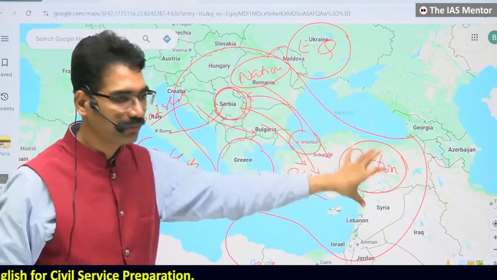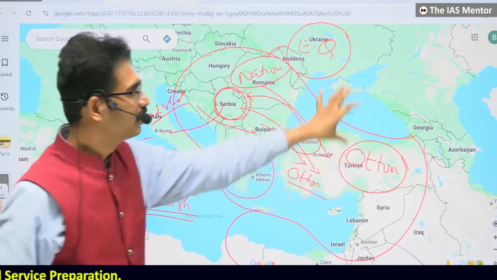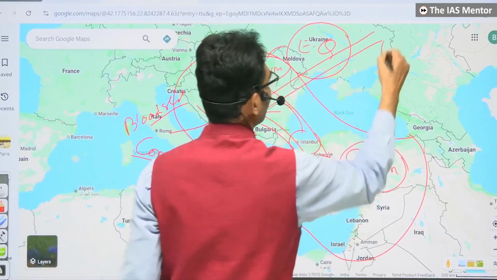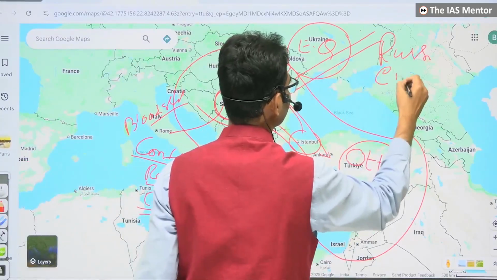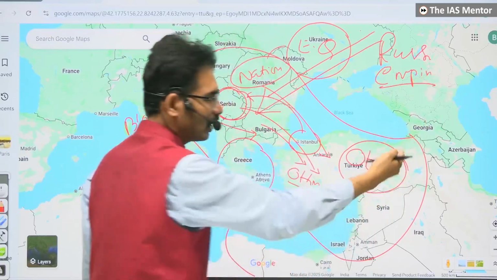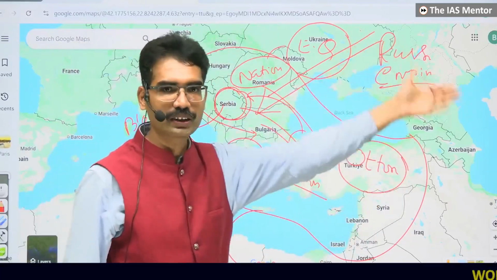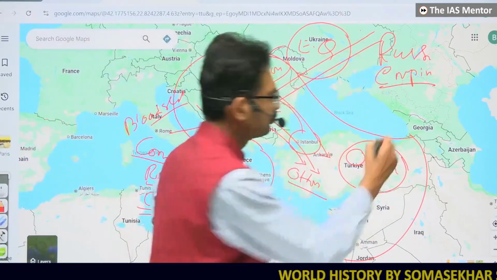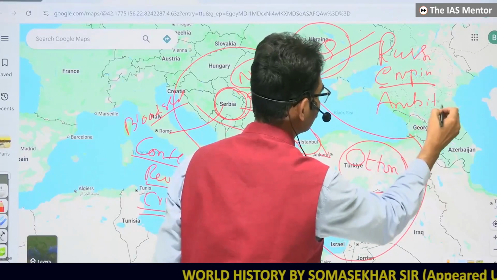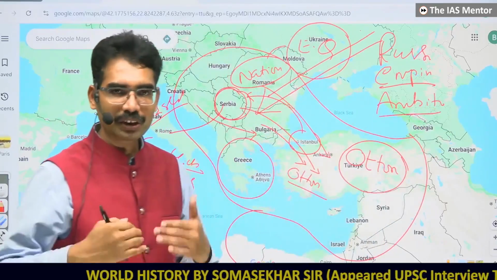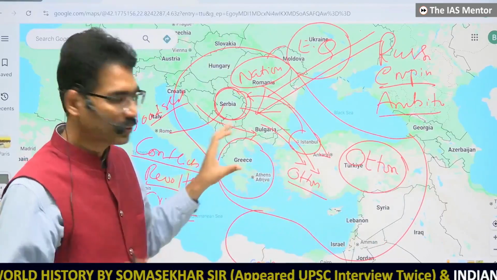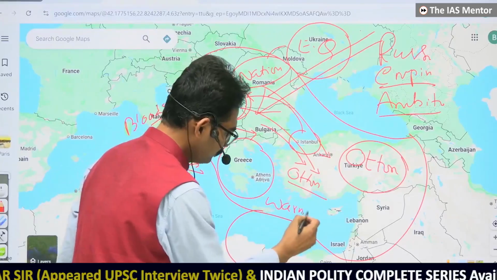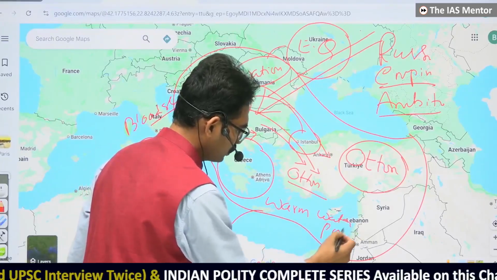Now, if this empire weakens, there will be another empire. The danger is coming from this area. That is the Russian Empire. Like the Ottoman Emperor, the Russian Emperor also wanted to control this area. The Russian Emperor has his own ambitions. Everyone has their own ambitions. The Russian Emperor wanted to give Russians a 24/7, 365 days warm water port. This is called a warm water port.